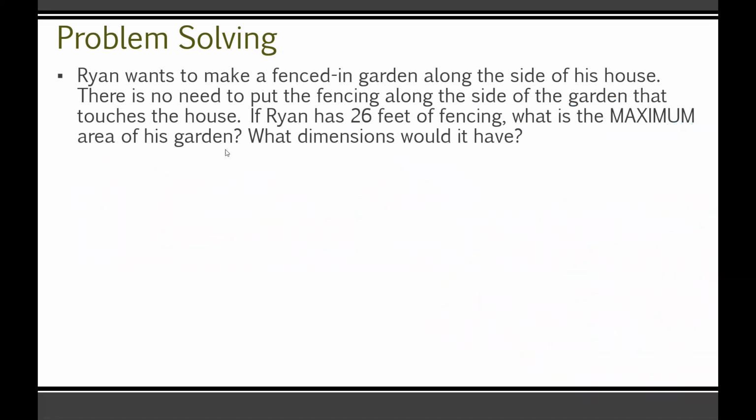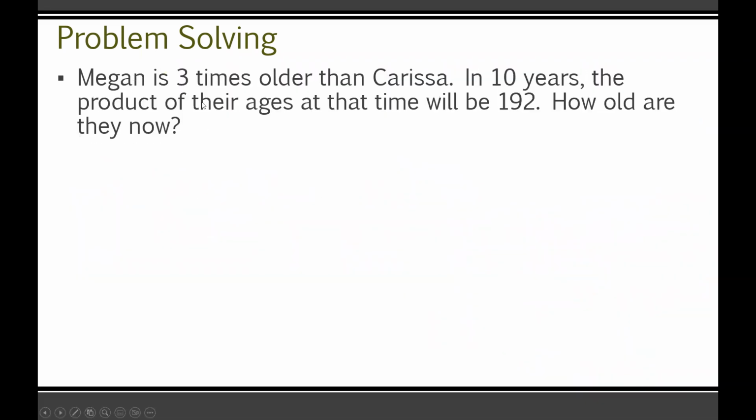All right, one last question. This one I'm not going to get you guys to try on your own because it's a little different than anything we've seen, but I'll show you the trick behind it. Let's suppose Megan is 3 times older than Carissa. So that's like right now. So right now, Megan is 3 times older than Carissa.